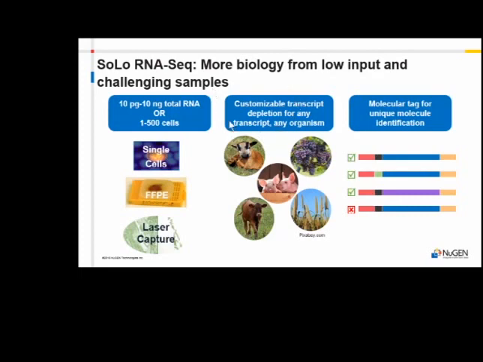And again, this kit also has the customizable depletion for any organism, and shown here are examples of several of the designs that we've already created: goat, pig, cow, grape, and corn. And this kit also features a molecular tag after the barcode for duplicate molecule identification.